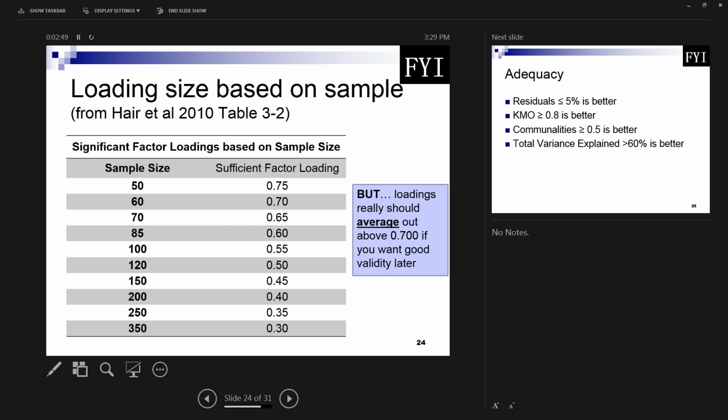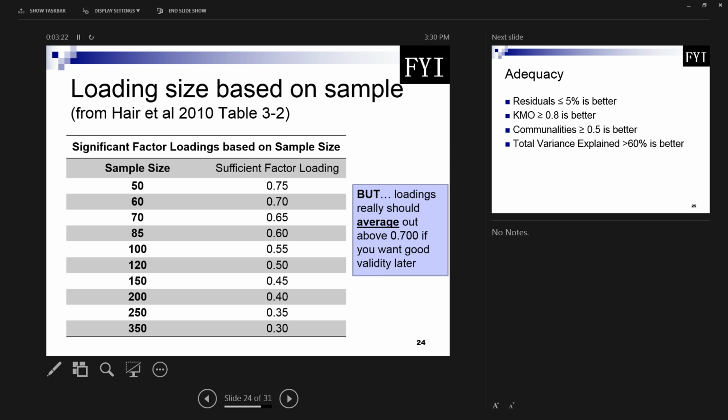Oh, this is useful. This is very useful. Joe Hair, he's awesome. He has a book, and several articles and several books on statistics. He says that depending on your sample size, you can actually have pattern matrix loadings very low if you have a really high sample size, because effects are stronger when you have a high sample size. So you can have a 0.3 loading if you have a sample size of 350. That's what we have. We have 350 plus.